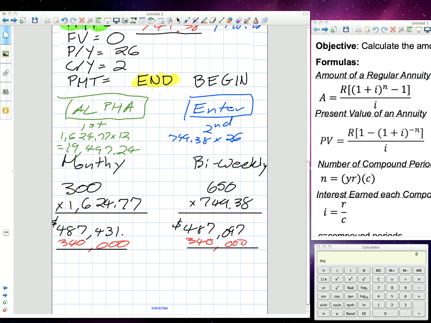So, we paid $487,431 over the course of this mortgage. The principal that I borrowed was $340,000. So I need to figure out how much I paid in interest. I need to subtract these two amounts. I subtract $340,000 from $487,431, and I have paid that in interest. So the bank has made this much money off of me.